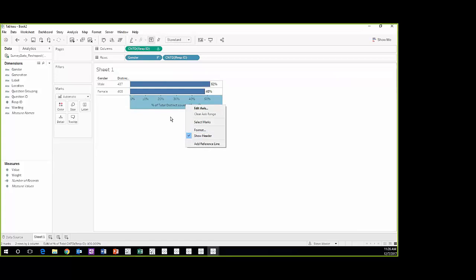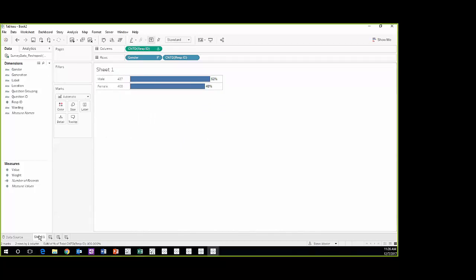I certainly don't need to show the axes if I've got 52% and 48%. And I can hide this, and I could call this by gender. Hey, this is good. I have something that's pretty useful here. And let me duplicate this sheet. And in addition to gender, I'd like to see what the breakdown is by generation. And sort this in descending order. Hey, this is fantastic. Now I've got generation.